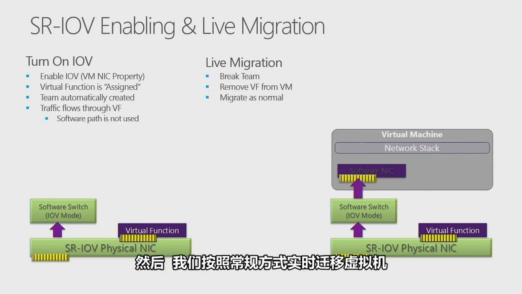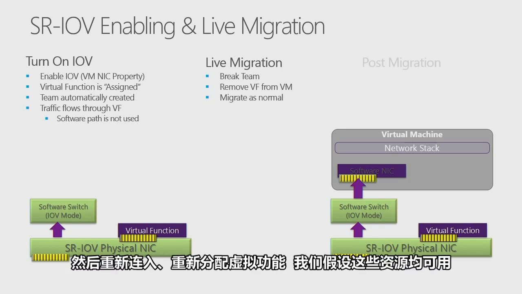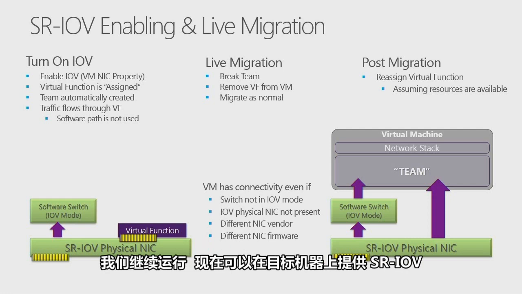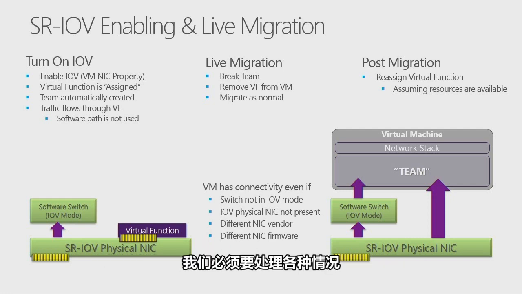We then live migrate the VM the way we normally do. We assign it to the new target. We then reassign the virtual function, and we assume the resources are available, and we keep running, and now we provide SRIOV on the target. Now again, we have to deal with all sorts of interesting conditions.